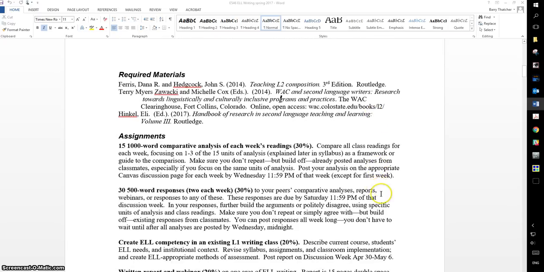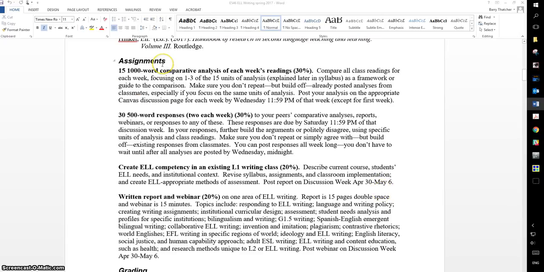We've talked about the materials. I'm going to talk about each one of these assignments on a separate video. But basically, this is our approach. For each of the 15 weeks, each student will write a 1,000-word comparison of the weekly readers, grounding this comparison in the 15 units of analysis. And I explain those units of analysis in another video, and they're on the home page as well as the syllabus of the home page, the syllabus menu.